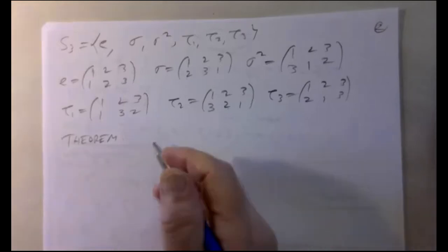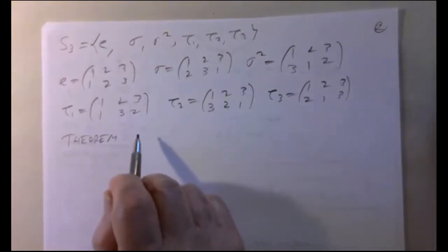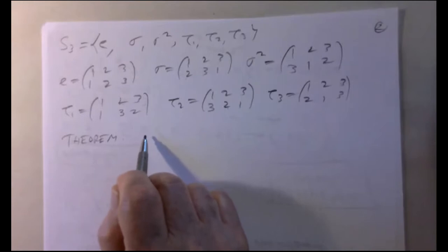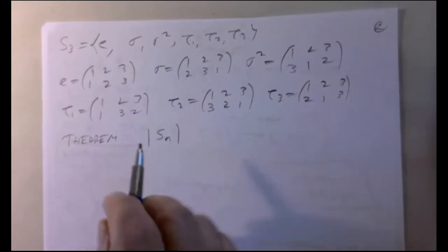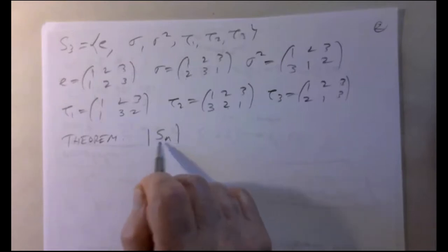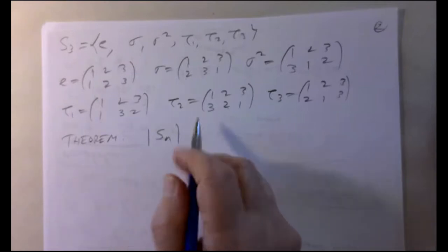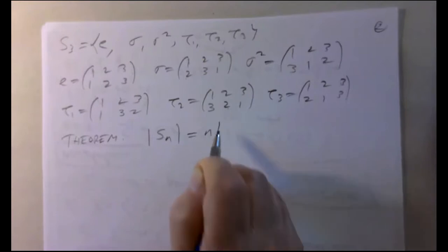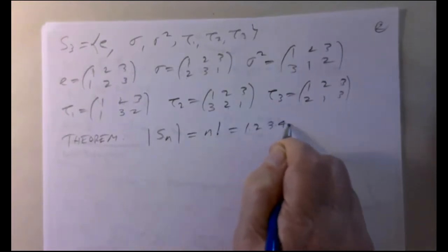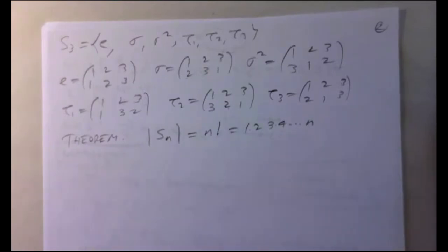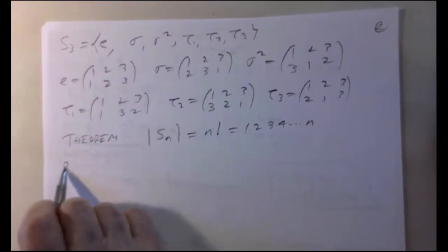So a theorem about permutations on the symmetric group says that the absolute value of Sn, which means the number of elements in the set, is always n factorial, which means the product of all the positive integers up to n. Right, so I claim this is true for all n.